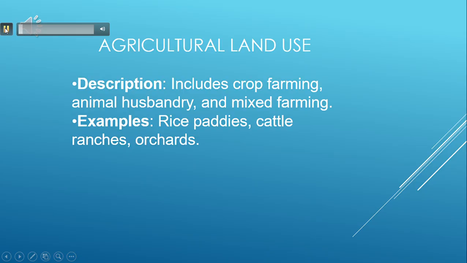Now first we will understand agricultural land use. What do you mean by agricultural land use? It means the land which is used for agricultural purposes. For example, it includes crop farming, animal husbandry and mixed farming. Examples: rice paddies, cattle ranches, orchards, where we grow some kind of crops. The land which is specially used for agricultural purposes is called agricultural land use.